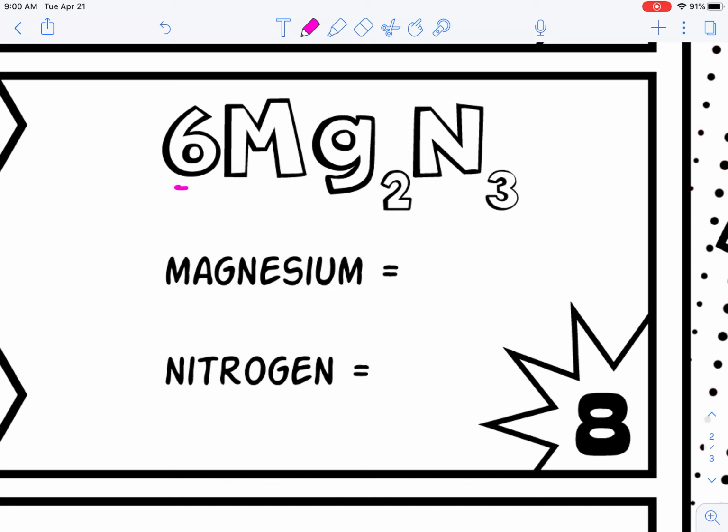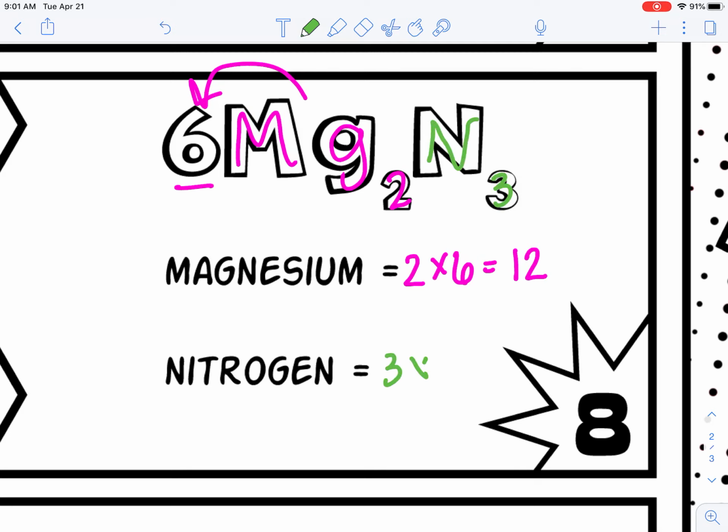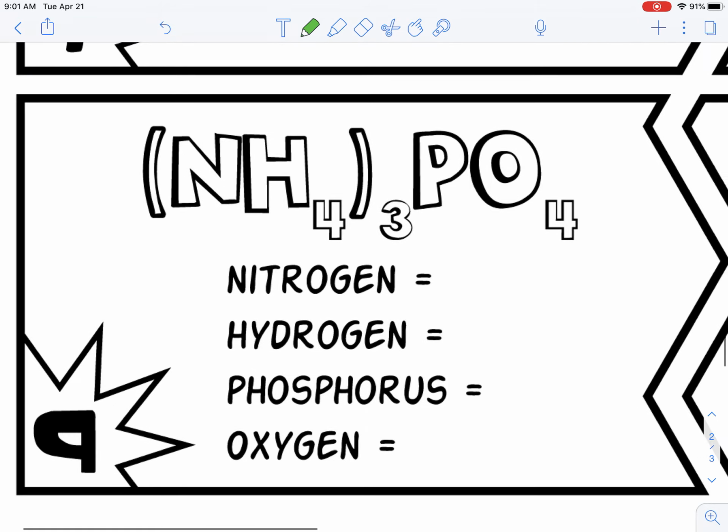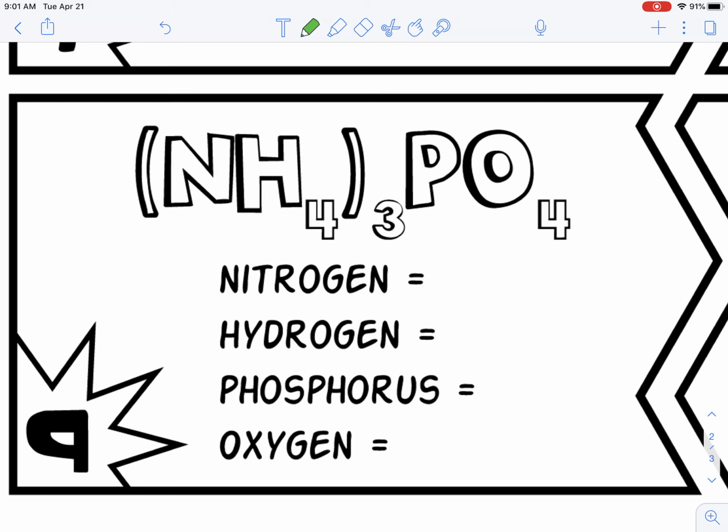So I want to try one of these ones that has a coefficient without trying to draw it to see if we can do it with just the math. So here I have magnesium, and I have 2, times my coefficient, which is 6, and that would give me 12 magnesium. Here I have nitrogen, I have 3. Again, times my 6, and that would give me 18 altogether. Try number 9 on your own and then restart the video.